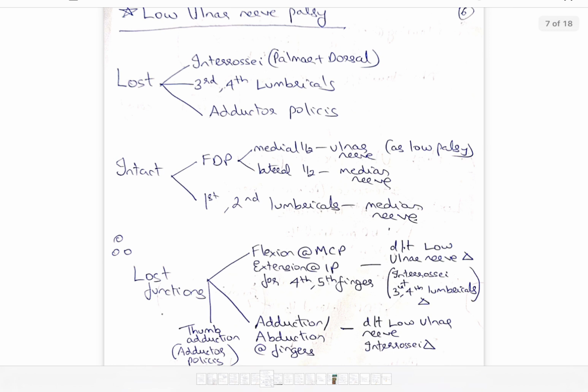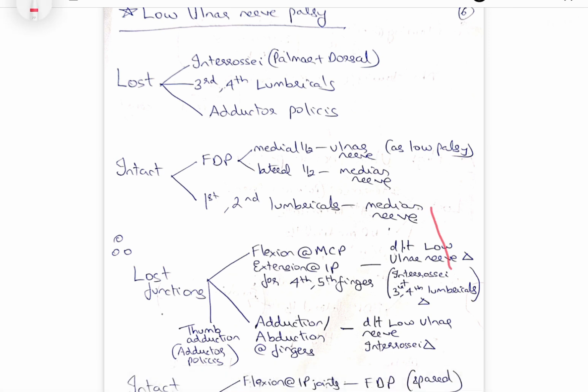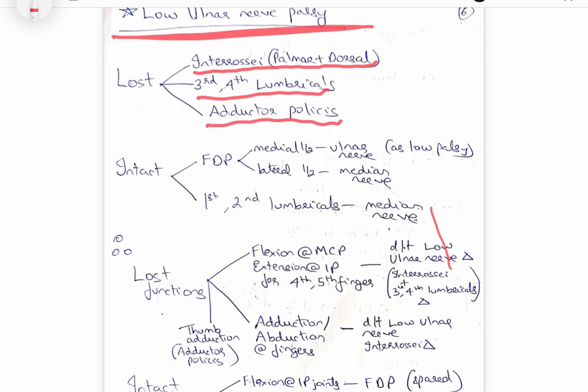Now we are going to understand what is a low ulnar nerve palsy, and then we are going to differentiate it from high ulnar nerve palsy, and that is when I am going to tell you why we call it an ulnar paradox. Moving forward, in low ulnar nerve palsy, what happens is interossei are lost. Third and fourth lumbricals are lost, and adductor pollicis function is lost.